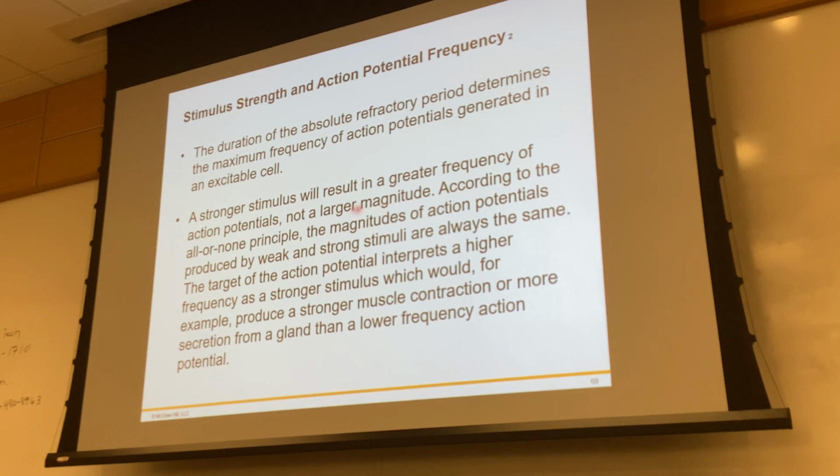This all or none principle, all or nothing principle, doesn't produce weak action potentials. It produces the same level of action potential, the same strength of an action potential, regardless of the strength of the signal, as long as that signal exceeds threshold.